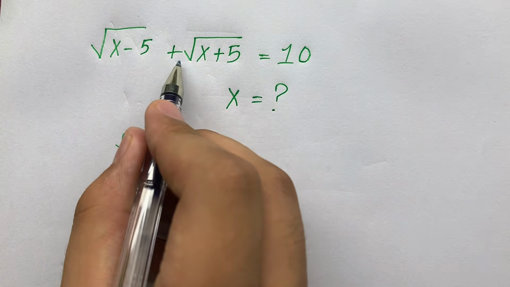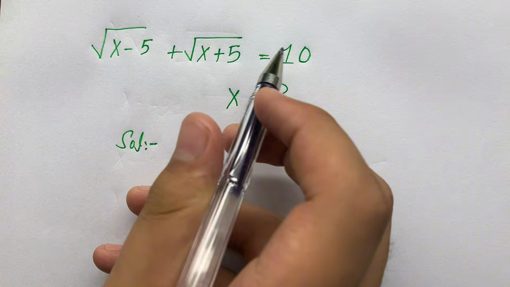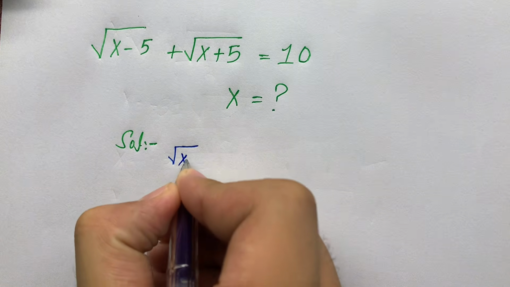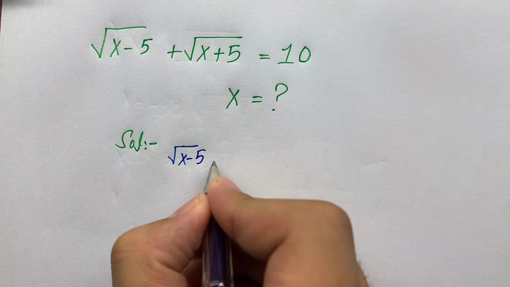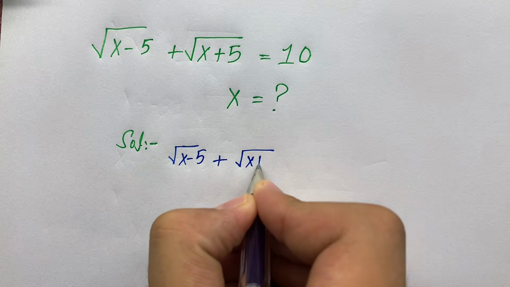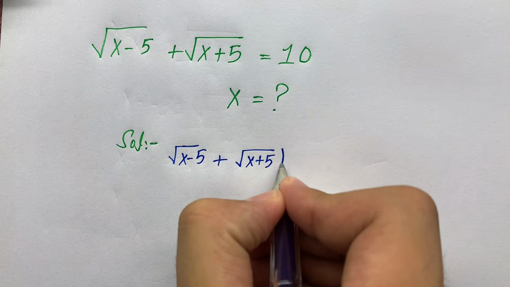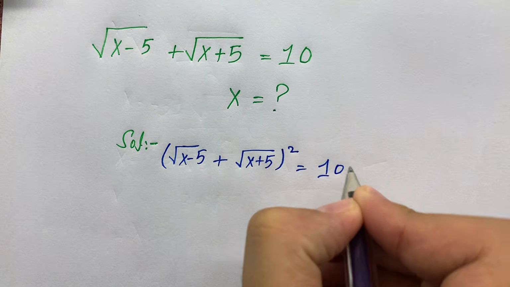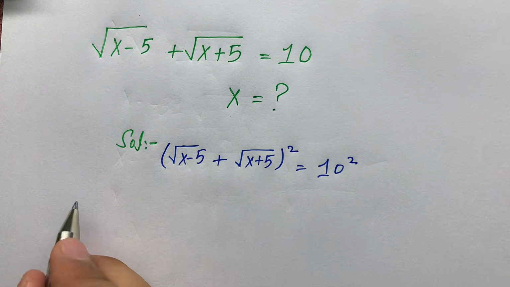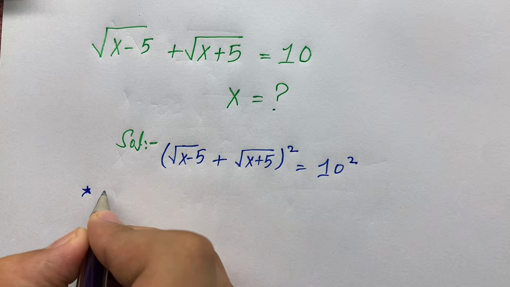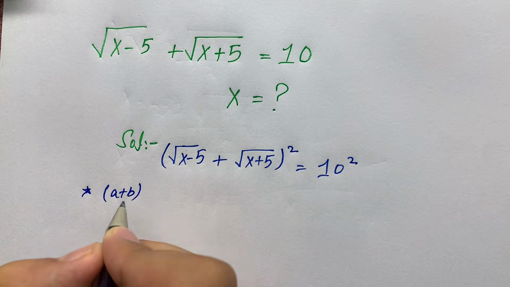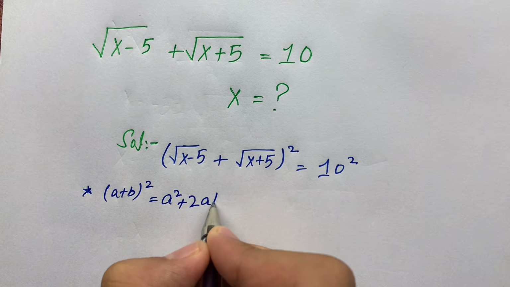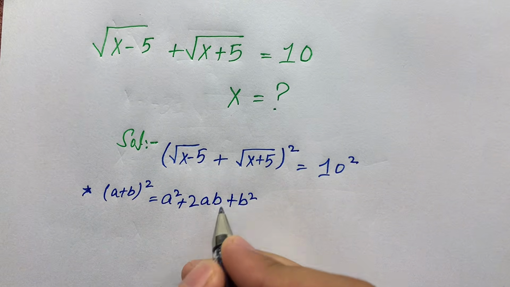√(x−5) + √(x+5) = 10. We are finding the value of x. Now we are squaring both sides, which gives 10 squared. After this we use the formula (a + b)² = a² + 2ab + b².